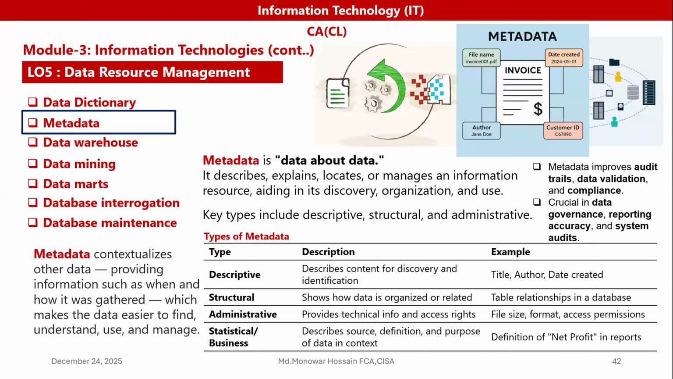A structural type shows how data is organized or related, for example the table relationships within a database. The administrative type provides technical information and access rights, such as who can access this data, authentication, file size, format, access permission, etc. And the business or statistical type describes the source of data, definition of data, and purpose of data in context, etc. So metadata provides information such as when and how data was gathered.